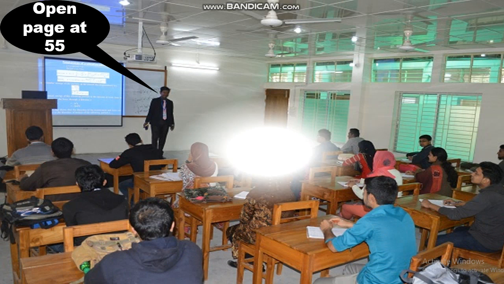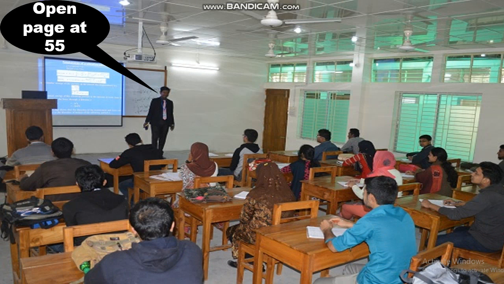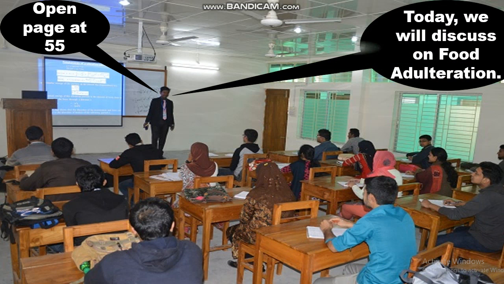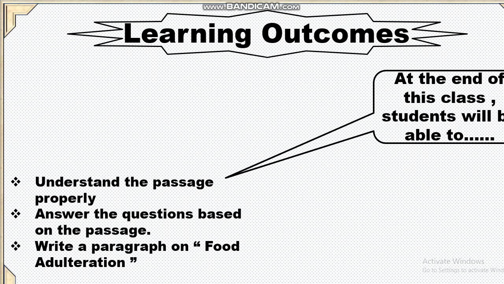Open page 55. In the class, a teacher is telling the students to open the page at 55. Okay. Today we will discuss food adulteration. Fine. Learning outcome: at the end of this class, students will be able to understand the passage properly, answer the questions based on the passage, and write a paragraph on food adulteration. Okay, let's start our class.